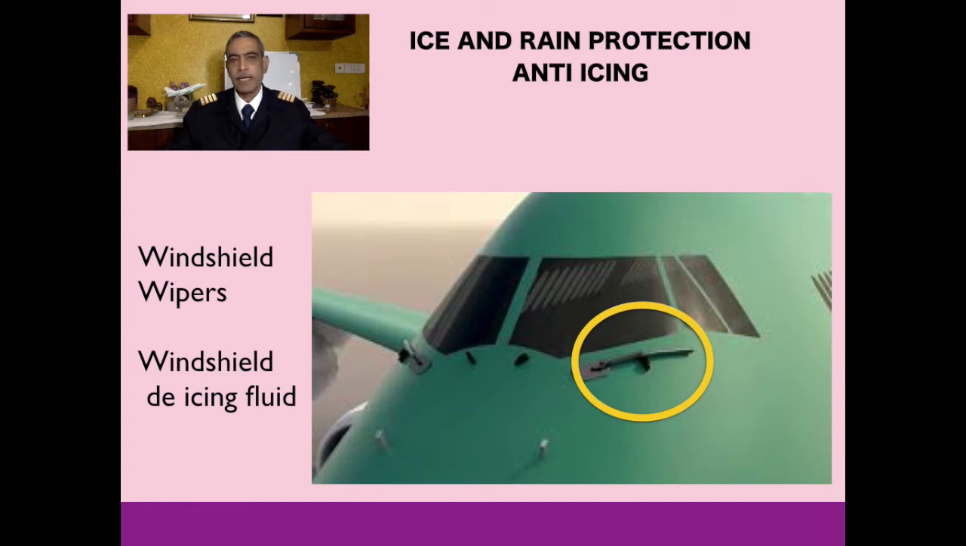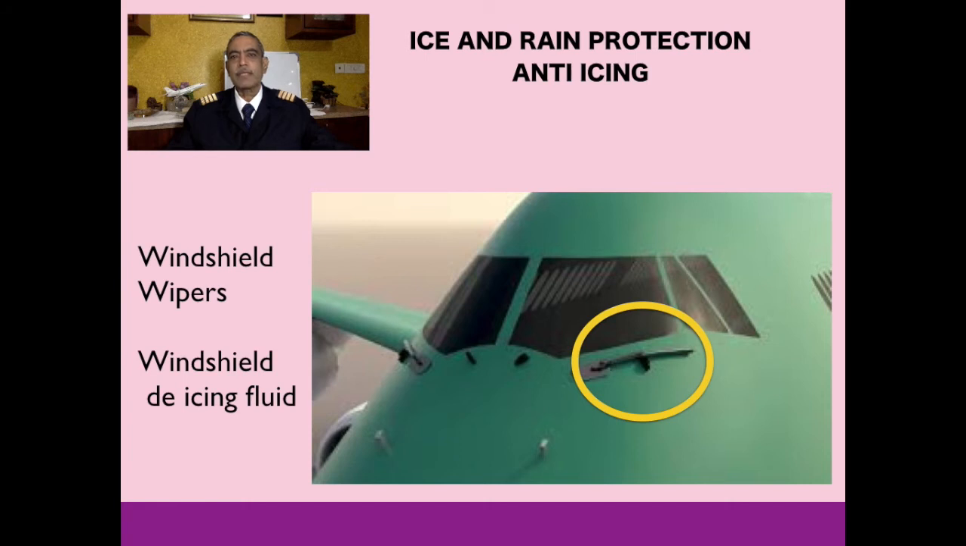Most of the aircraft, as I've shown in the picture, incorporate a windshield wiper like you have in your cars. So the pilot, there is a switch in the cockpit, so he would operate the wiper to get clear visibility when flying in rain and landing in rain.